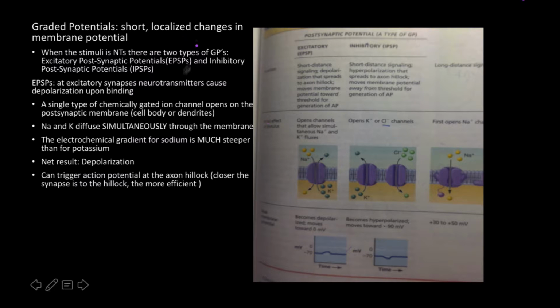So, what happens when an excitatory postsynaptic potential, or a postsynaptic graded potential, if you want to think about it, binds, is it's going to cause a single type of chemically gated ion channel to open on the postsynaptic membrane at the cell body or at the dendrites, right? And this is really important here. The potassium, K, and the sodium, they're both positively charged, but they're going to diffuse simultaneously through the membrane. And I don't know if you can see this picture, but basically we have sodium over here diffusing in, and then we have potassium diffusing out. Okay, that's the same mechanism for depolarization.